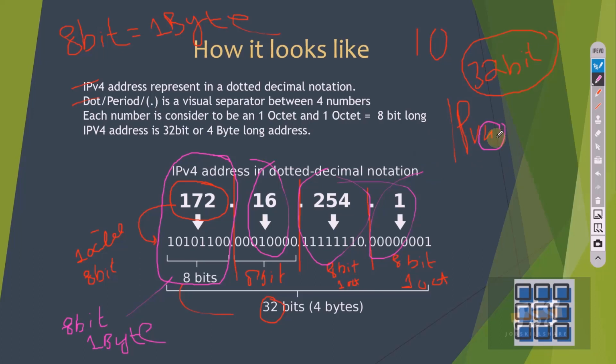Okay, so this is how you can remember it as well. It is 4 bytes, and if you multiply 4 with 8, it becomes 32 bits, which I have mentioned here: an IPv4 address is a 32-bit or 4-byte long address.